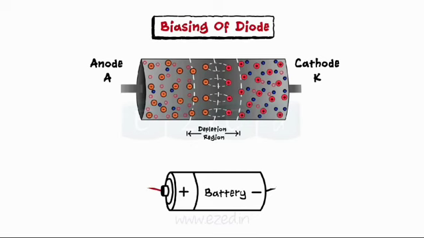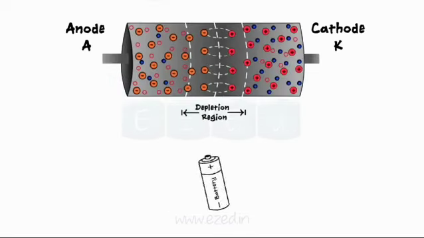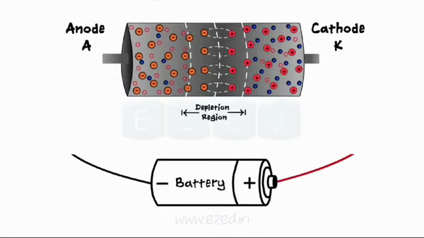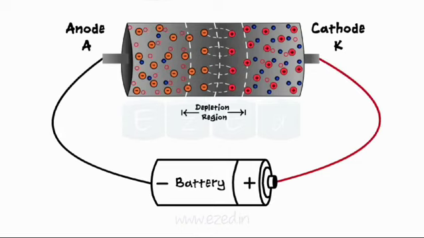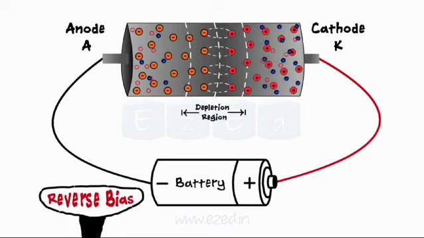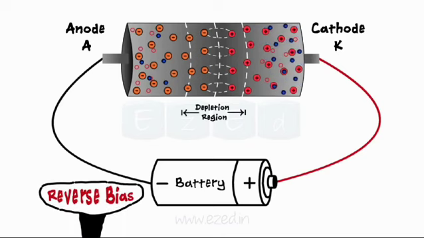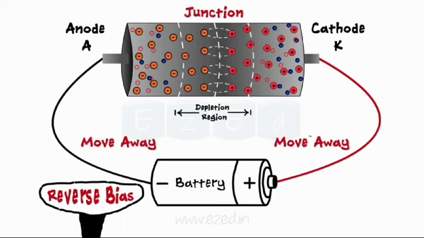In the second case, we apply the battery in reverse direction. That is, we apply positive of the battery to cathode and negative of the battery to anode. As a result, holes are pulled towards the negative of the battery and electrons from the N side are pulled towards positive of the battery. Thus holes and electrons move away from the junction, which leads to an increase in the depletion region width.